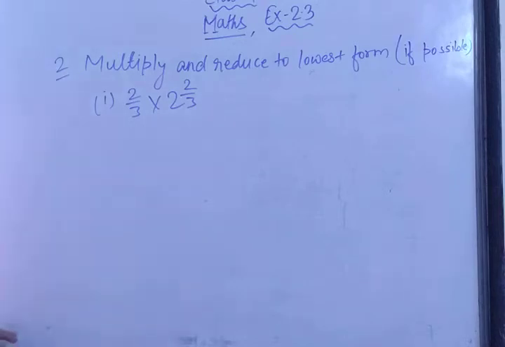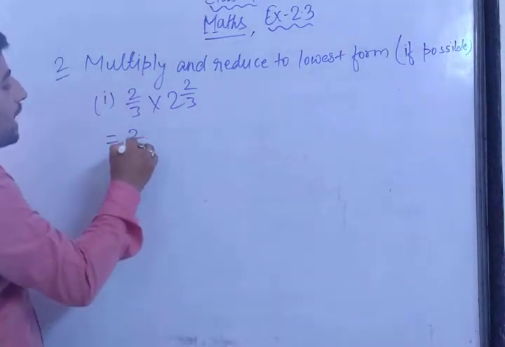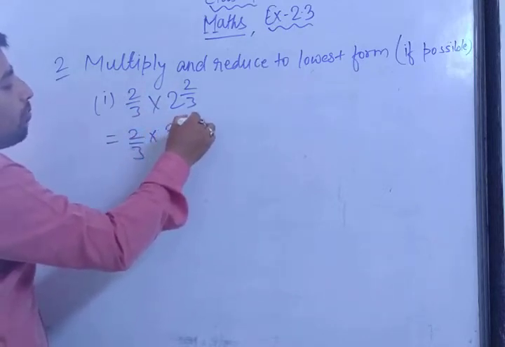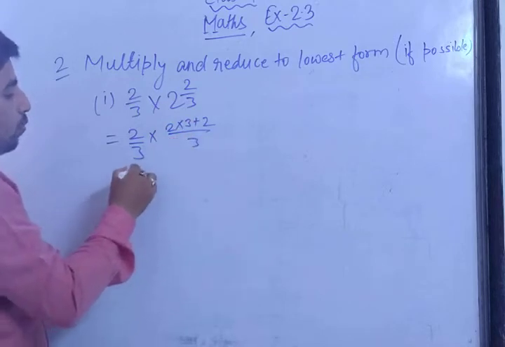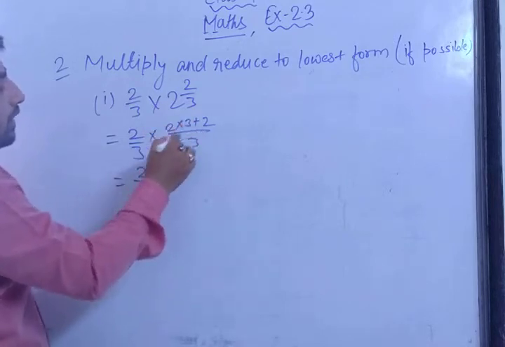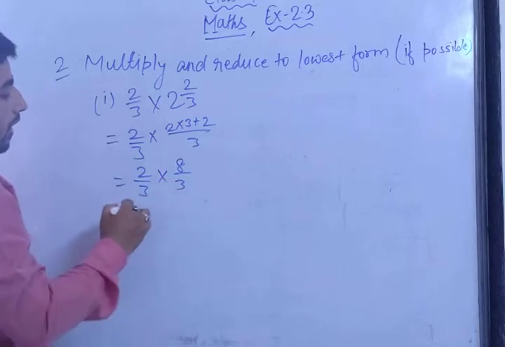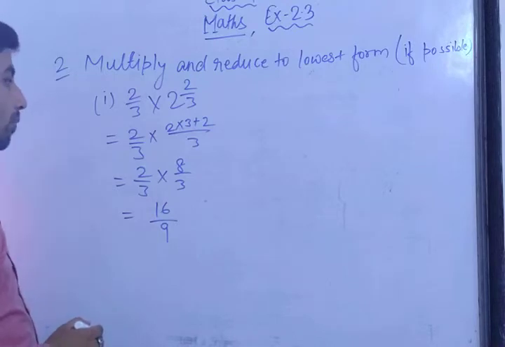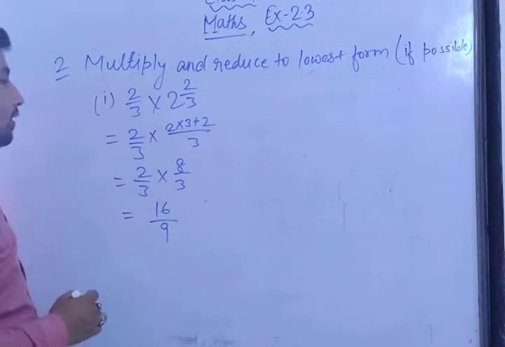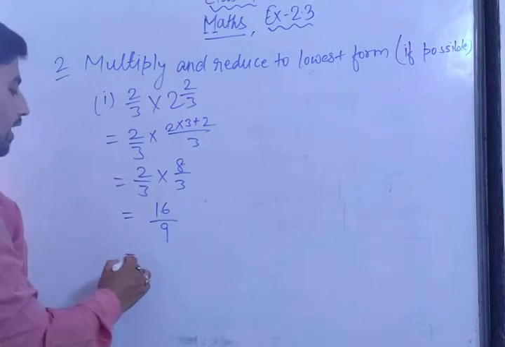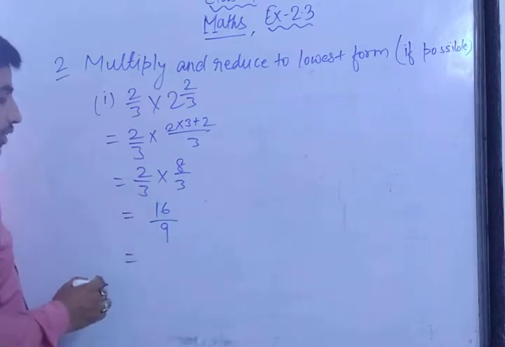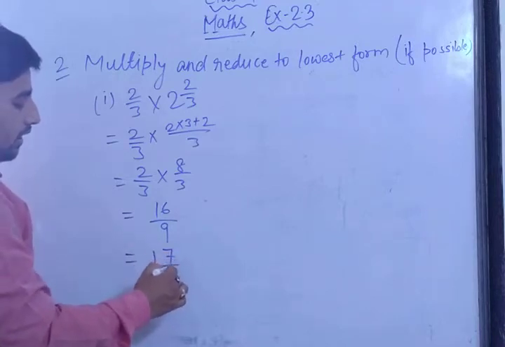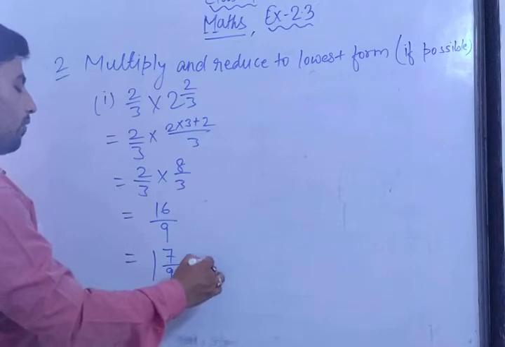What will we do in this question, can you tell me? We will break this mixed fraction into an improper fraction. So 2 into 3 plus 2 by 3. 2 threes are 6 plus 2, 8 by 3. 8 2s are 16 and 3 3s are 9. If it is not reducible, then we have to write it like this only. And if you want to convert this fraction into the mixed fraction, then 9 ones are 9, 9 7s are 16. So this is the mixed form of that fraction.